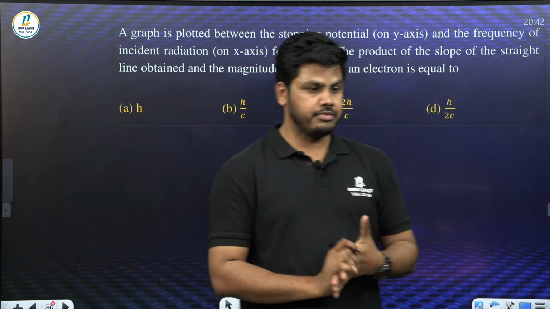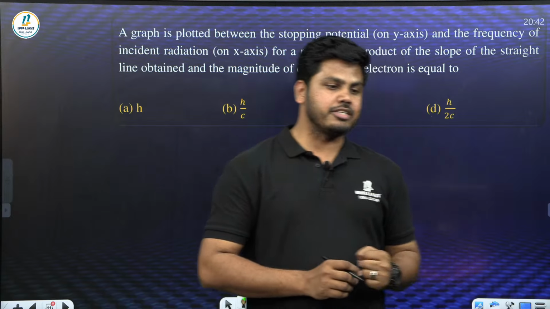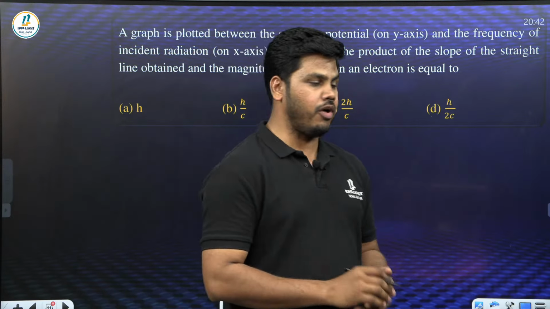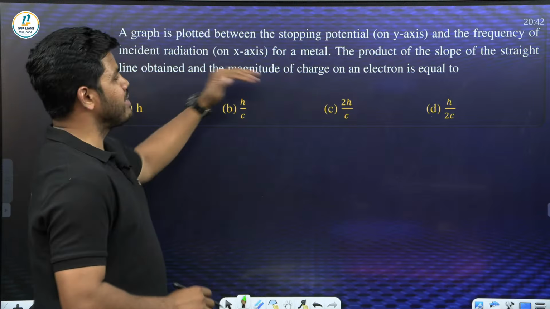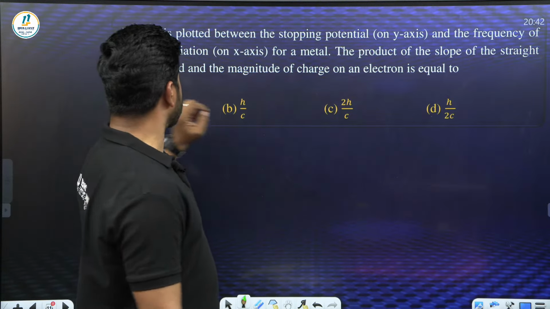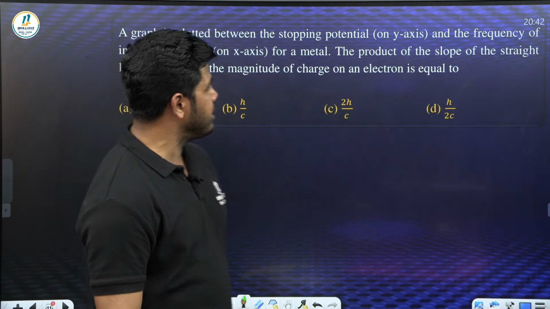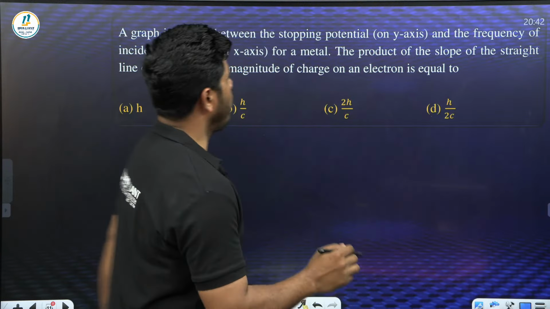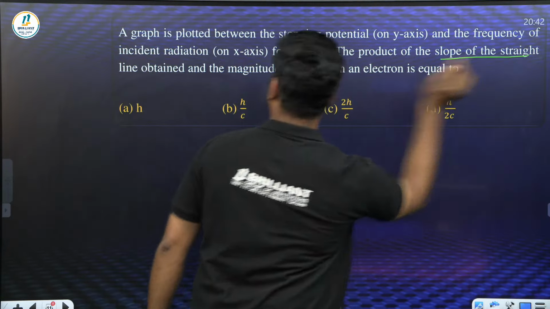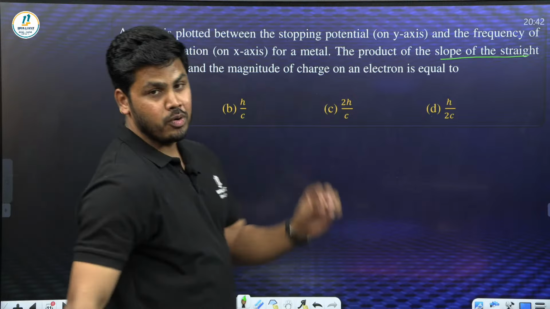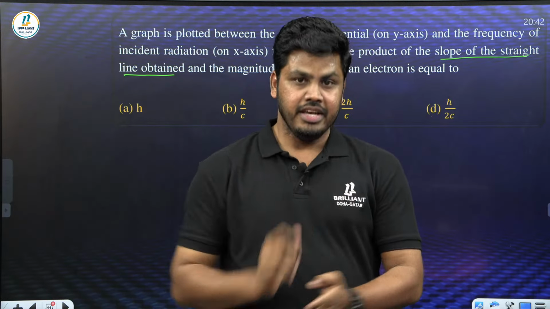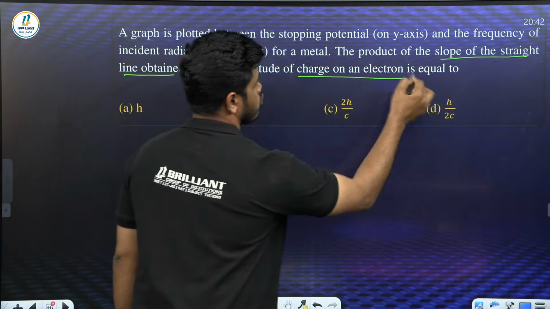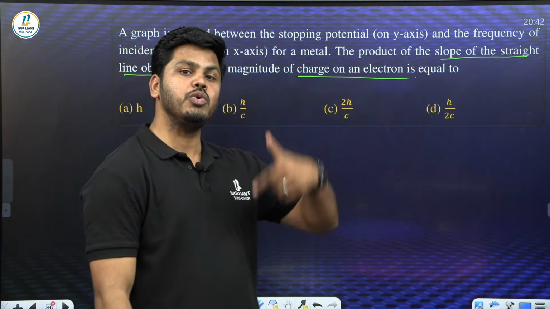They're talking about a graph plotted between the stopping potential on the y-axis and the frequency of incident radiation on the x-axis. For a metal, we are going to multiply two quantities: one, the slope of the straight line obtained, and the other, the magnitude of the charge of an electron. Slope into charge.